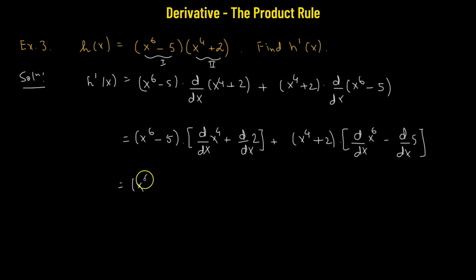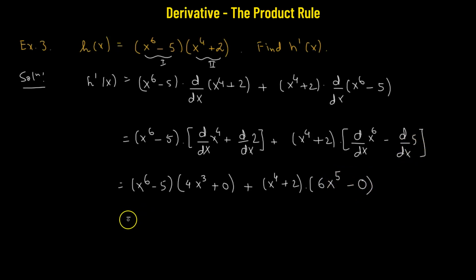So now I will apply the power rule. We have the derivative of x raised to the power of 4, so that will be 4x raised to 4 minus 1, so this is 4x cubed, plus 0, plus x raised to the power of 4 plus 2 multiplied by the derivative of x raised to the power of 6. So this will be 6 times x raised to the power of 6 minus 1, which is 5, minus the derivative of a constant, which is always 0. So we have 4x cubed multiplied by x raised to the power of 6 minus 5.